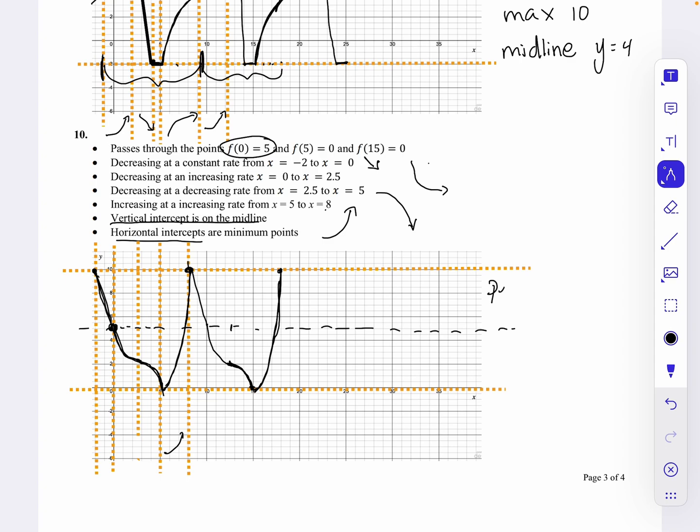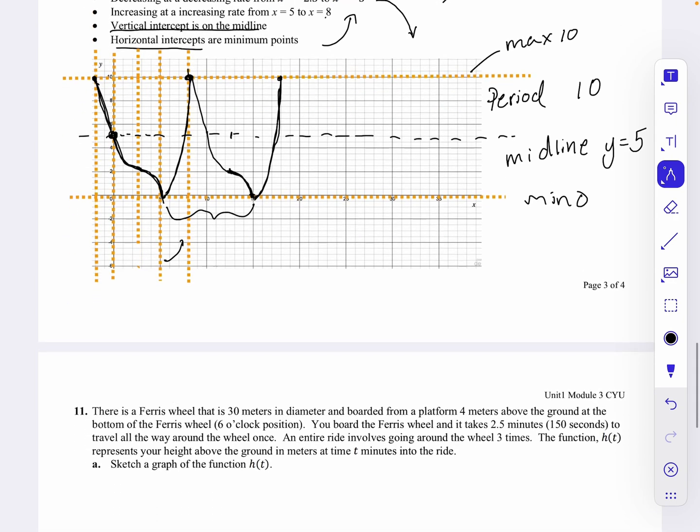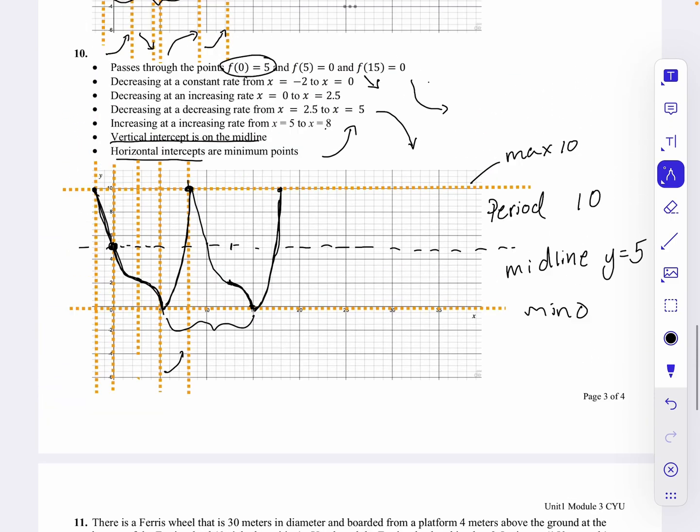So the period this time again would be one of these paths between the 5 and 15. So it was a period of 10 again. We already talked about our max being at 10. Our min this time was at 0. And so our midline, which we were given, fell at y equals 5. And hopefully that gives you a sense of how to sketch these periodic functions from the information that we're given.